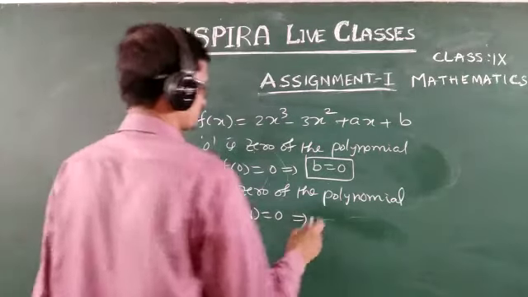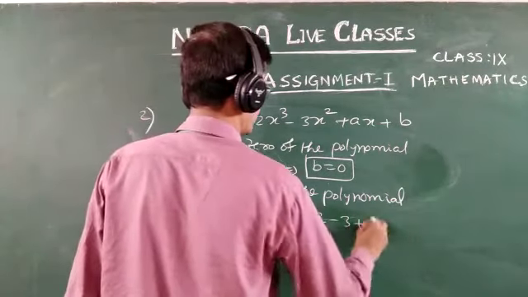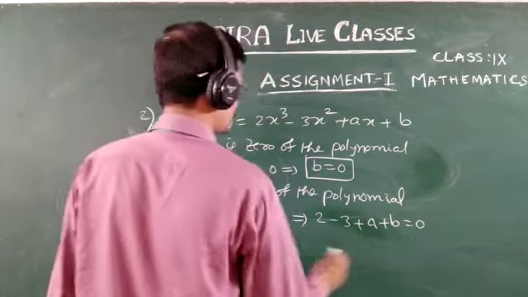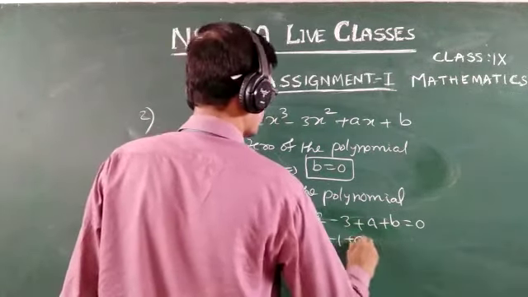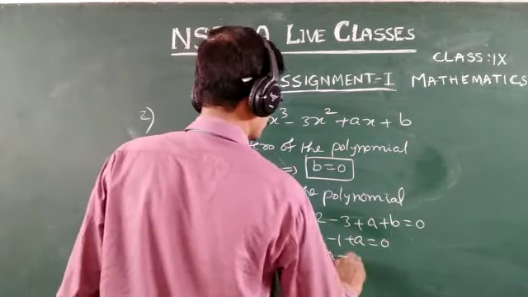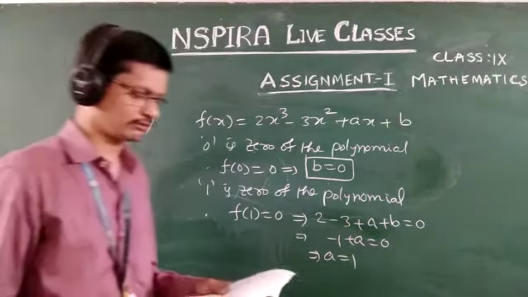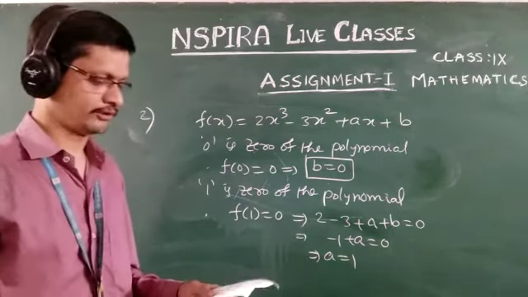Put 1 in place of x. So 2 minus 3 plus a plus b is equal to 0. Already we know that b is equal to 0. This implies minus 1 plus a is equal to 0. So a is equal to 1. So a is equal to 1 and b is equal to 0.